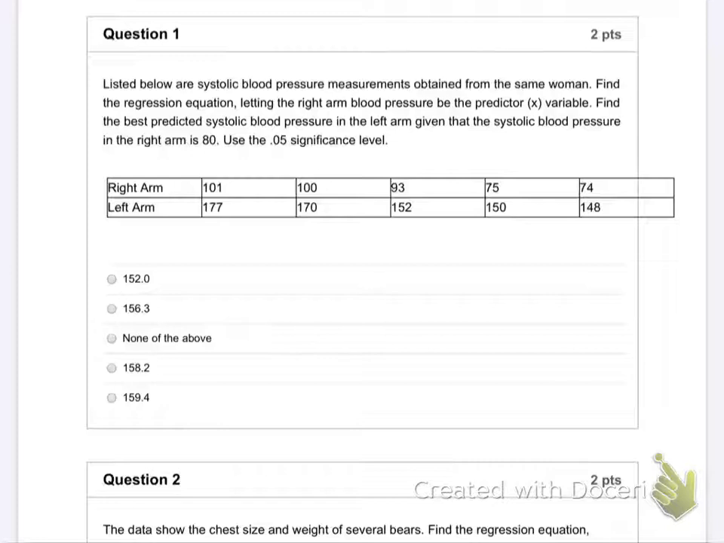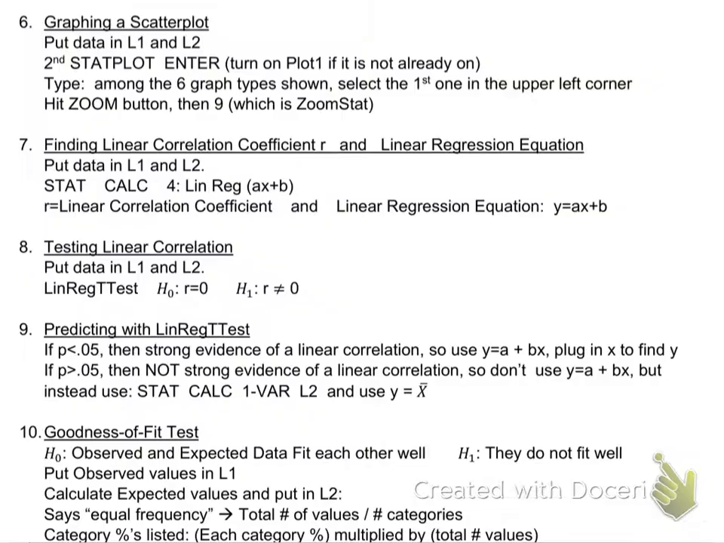If you have two things that have a relationship, you can find the equation connecting them, right? And we do that with the linear regression t-test. I think it's number 8. No, it's right here in your exam. Testing linear correlation. So that's what we're going to do.